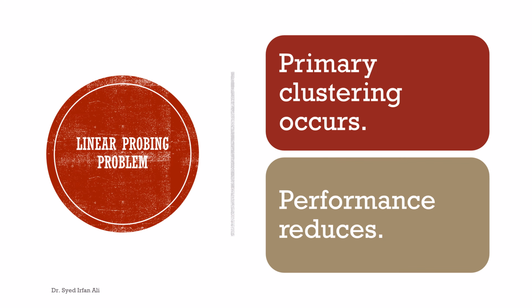The main problem with linear probing is primary clustering. Clustering means many values get grouped together in consecutive slots. Because of this grouping, when a new collision occurs, we may have to check many filled slots. This increases search time and reduces performance. So clustering is bad for efficiency.